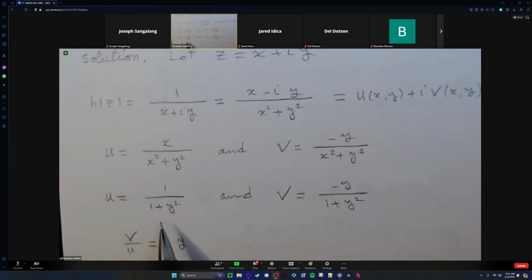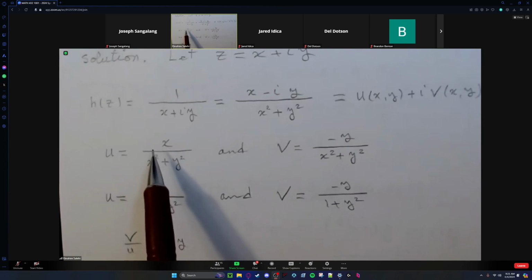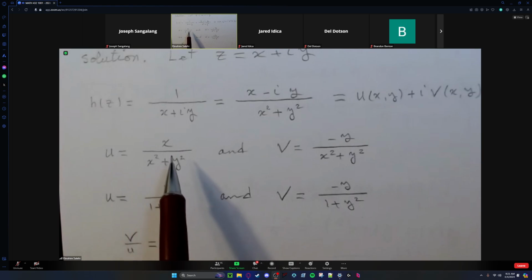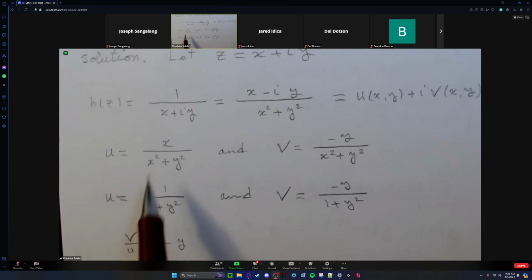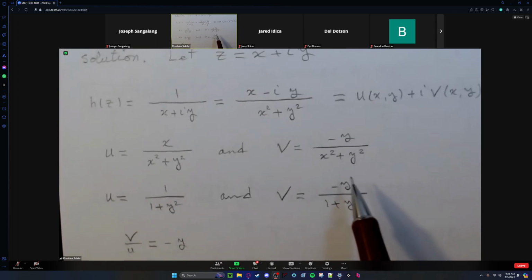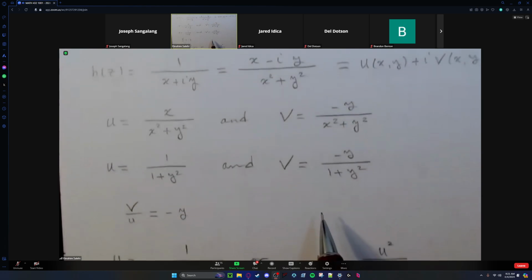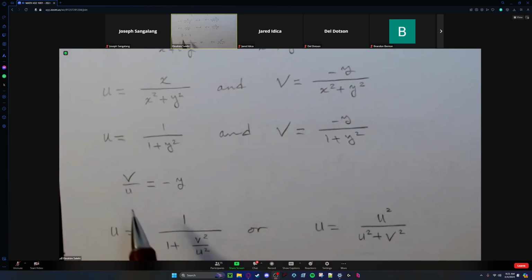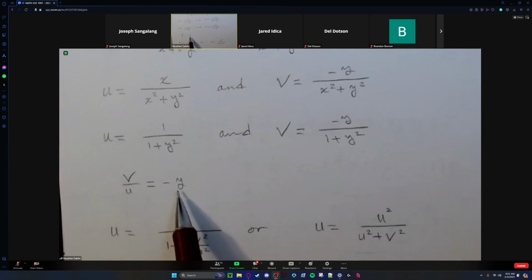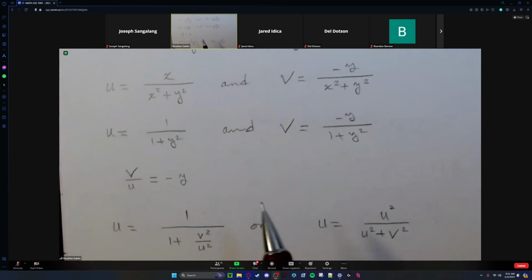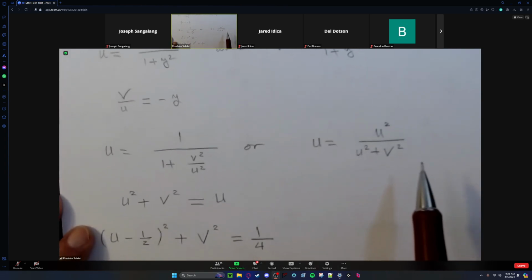Okay, what happens if x equals 1? What is the image of the vertical line x equals 1? When x is 1, this is what we get, all right? So v over u is negative y. Now replacing y by this, you get this equation.